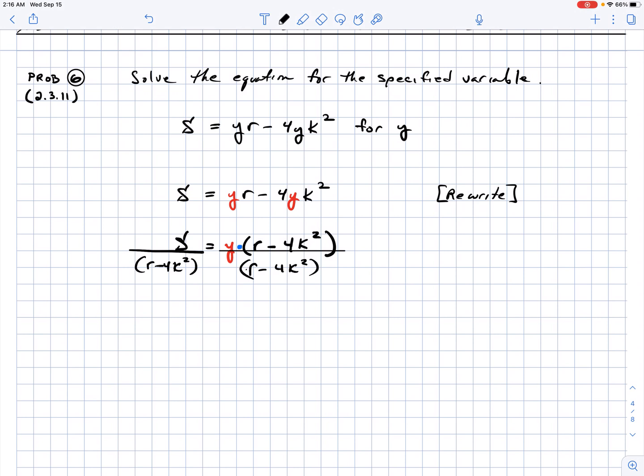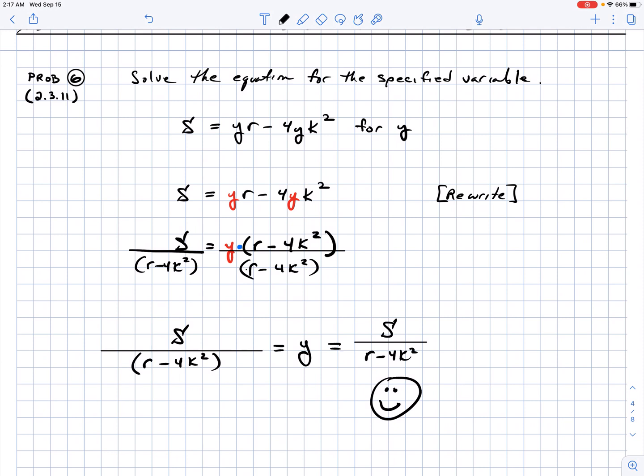So I divided both sides by that grouping, that number that's grouped into two pieces. And remember, it's a combination. Okay, we'll talk more about that later. But this is s divided by r minus 4k squared, and this is sufficient. However, you could also represent it as this, s divided by, oh, guess what? R minus 4k squared.